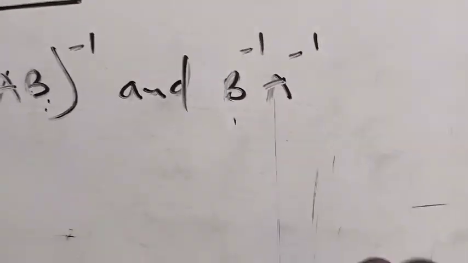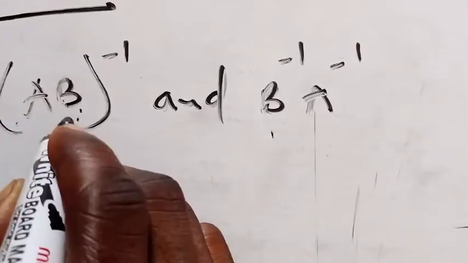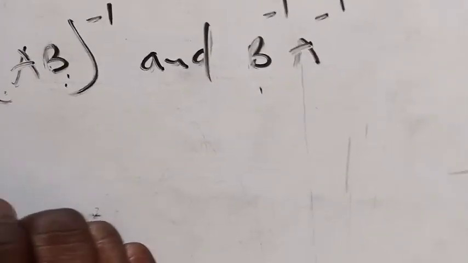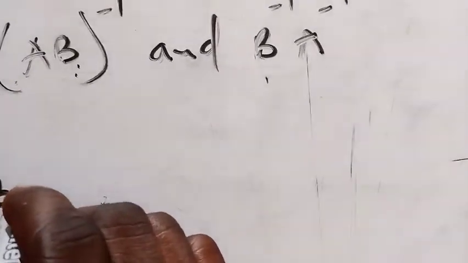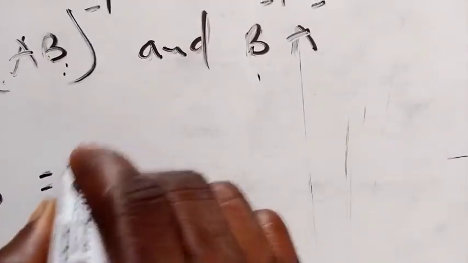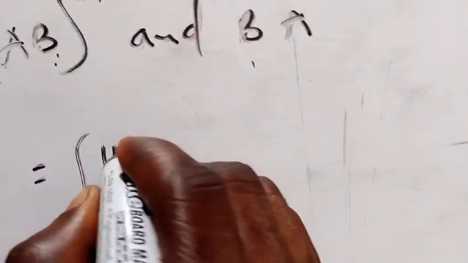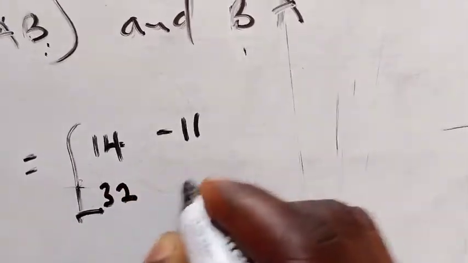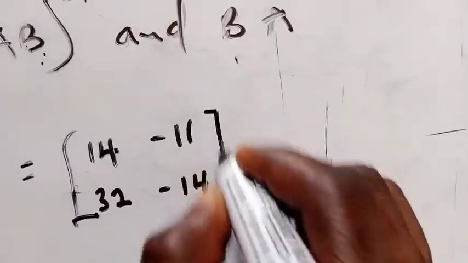The concept of finding the inverse is that you first have to identify AB, which you already found in the first part of the question. We had AB equal to the matrix 14, negative 11, 32, negative 14, right? That's the answer.